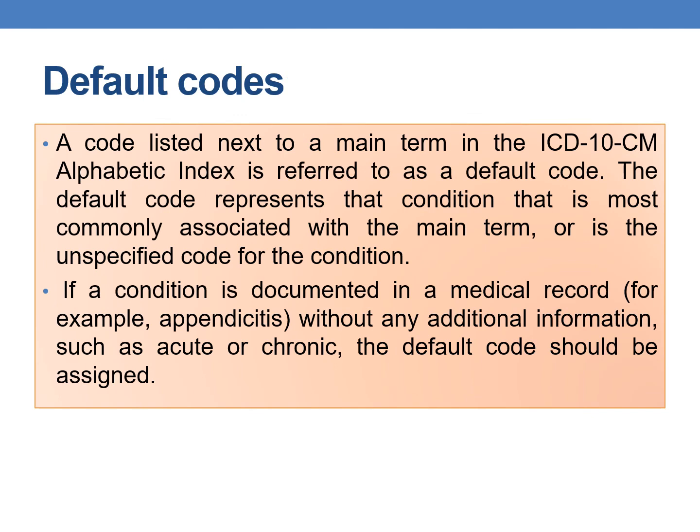Next, coming to default codes. A code listed next to the main term in the ICD-10-CM alphabetic index is referred to as a default code. And the default code represents the condition that is most commonly associated with the main term or the unspecified code of the condition. If the condition is documented in the medical record, for example, appendicitis, without any additional information such as acute or chronic, the default code should be assigned. That is, whenever you search for appendicitis, there will be a code next to the main term, and that is the default code, if there is no further additional information.